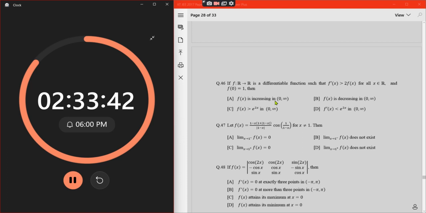Okay, if f real to real is a differential function such that f dash of x is bigger than 2fx for all x real and f of 0 equal to 1, then the options: fx is increasing in 0 to infinity, fx is bigger than e power 2x in 0 to infinity, fx is decreasing in 0 to infinity.